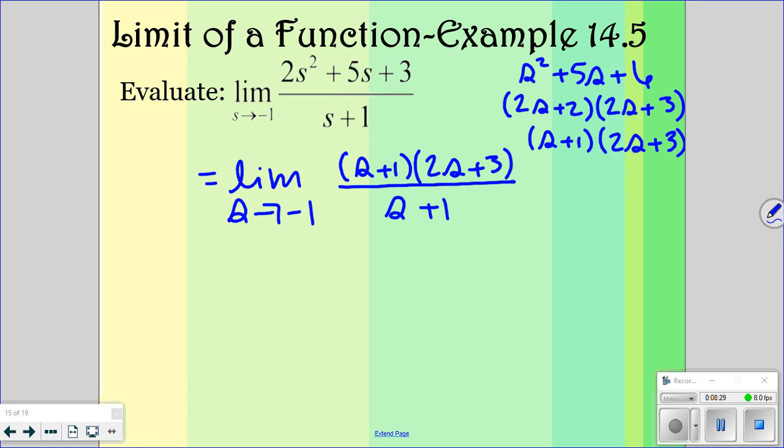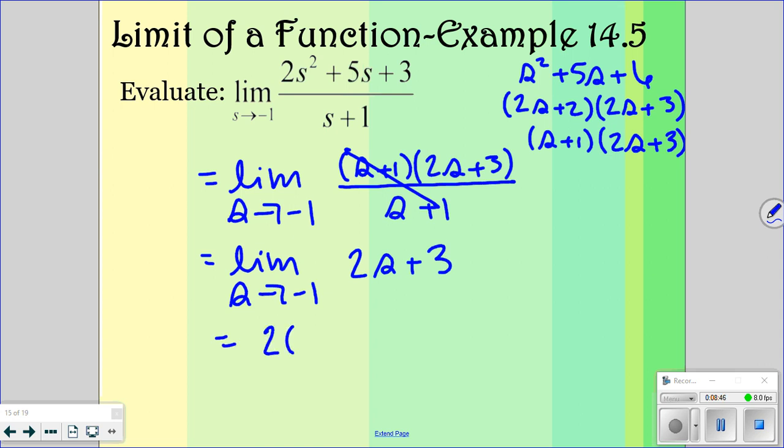And now if you look, you do have a cancellation that can happen. S plus 1 cancels. And so now we're left with the limit as s approaches -1 of 2s plus 3. And so you can plug in -1 now, which gives you a 1 for your answer. So that's how that one works.